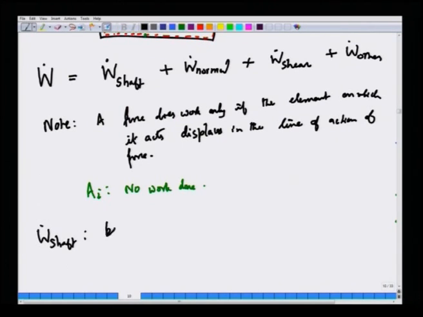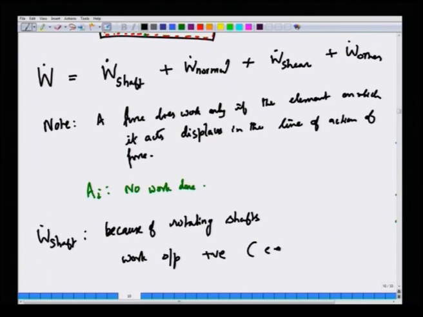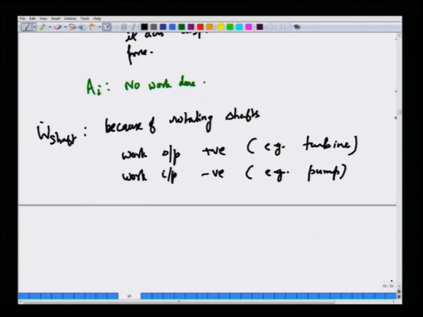This is because of the rotating shafts which may either deliver work to the system or take work away from the system. So, work output from the CV is considered positive. This is an example of a turbine which delivers work, and work input to the CV is negative. It is an example of a pump where you have to expend external energy to increase the pressure head of a fluid.